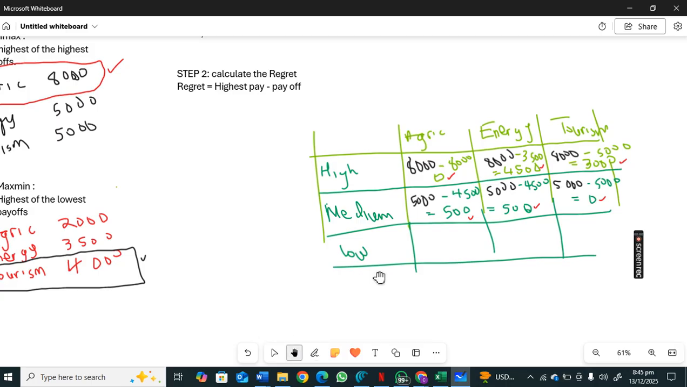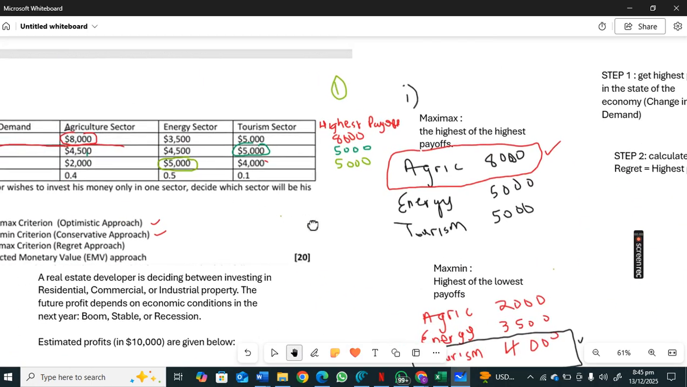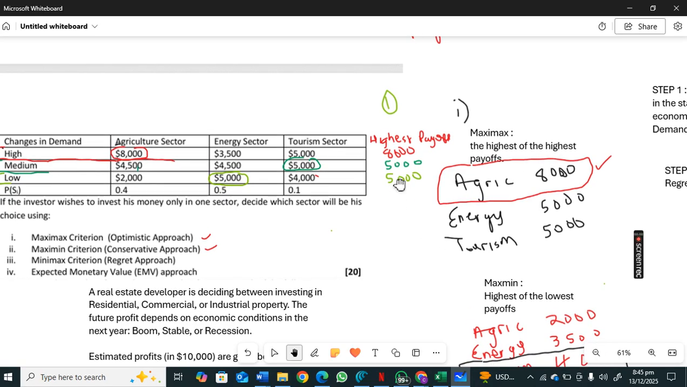So now we go to when demand is low. We said the highest payoff when demand is low is 5,000. So this 5,000, as I said, we're going to subtract it from this 2,000 for agric, this 5,000 for energy, and this 4,000 for tourism.